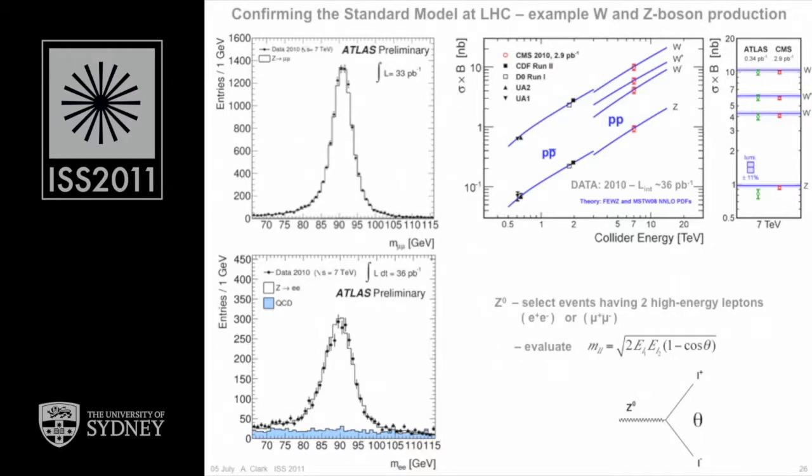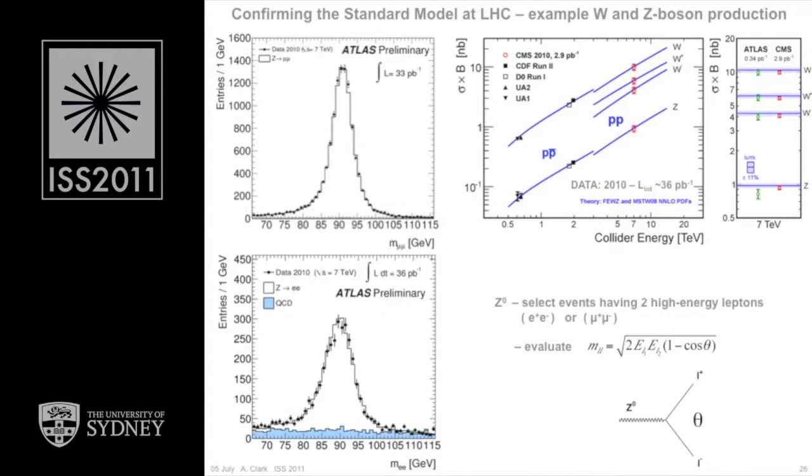And CMS have very similar results, as you can see, to ATLAS. This measurement shown here is not using the full data sample because there are sufficient numbers of events produced that we're able to measure the cross-section with a small data sample, and we are at this time presenting the cross-section with the final data sample from 2010.